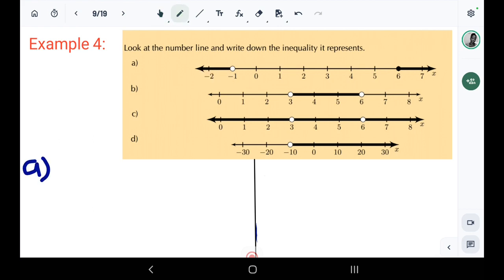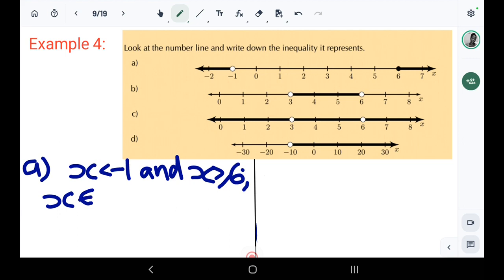So you go A. All right. Your x is less than -1. And on the right hand side, we've got another piece, and we've got a solid dot on top of 6 with an arrow pointing right, meaning that it goes towards positive infinity. The solid dot on top of 6 means that 6 is also included. So our answer says, and x is greater than or equal to 6. Also, your x is an element of real numbers, very important.